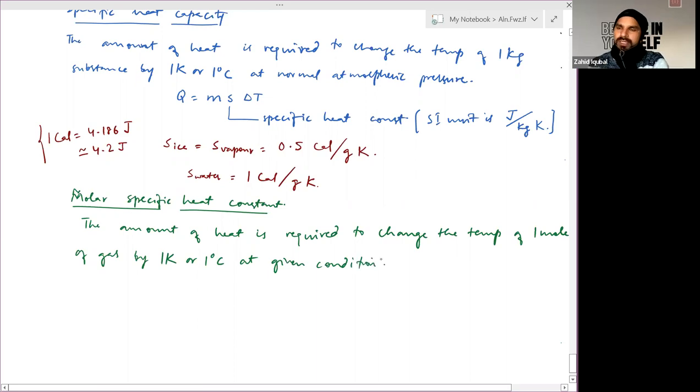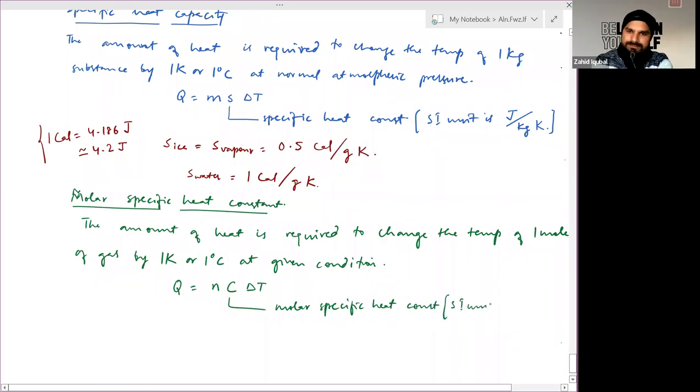Like in thermodynamics, we had different processes. So this molar specific heat has a different value for the same gas in different processes. So in general, Q equals n C times delta T. So the C is called the molar specific heat constant. Its SI unit related to this part will be joule per mole per Kelvin.